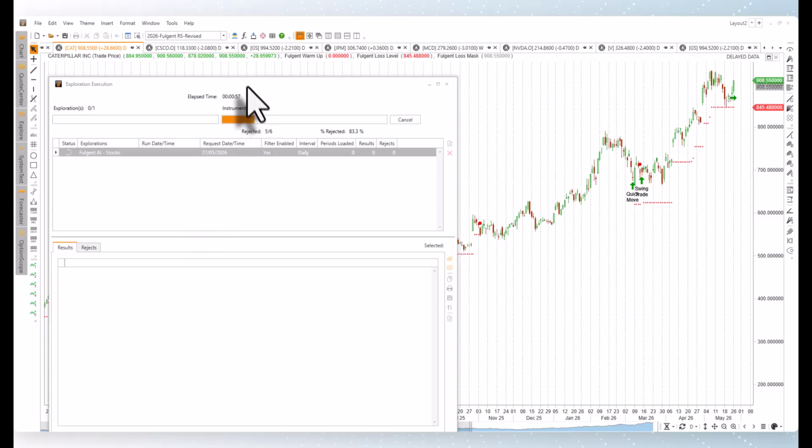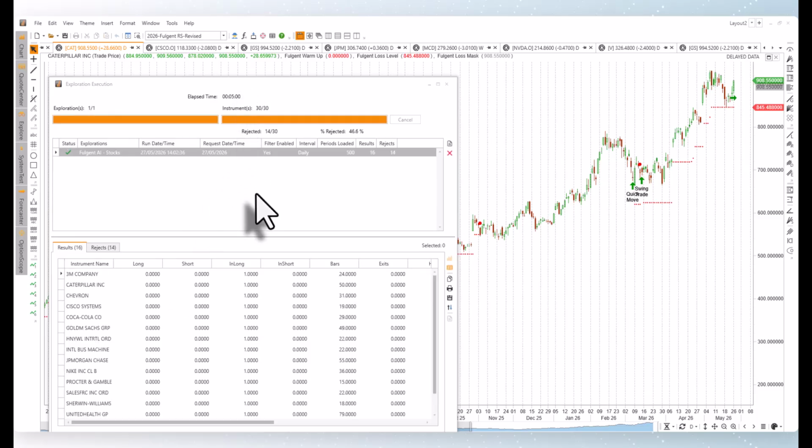It might take a few minutes. I'll be back when it's done. So the scan's finished. We've got 46% rejected, meaning there's no active recent signal in it. We've got about 16 with active signal.